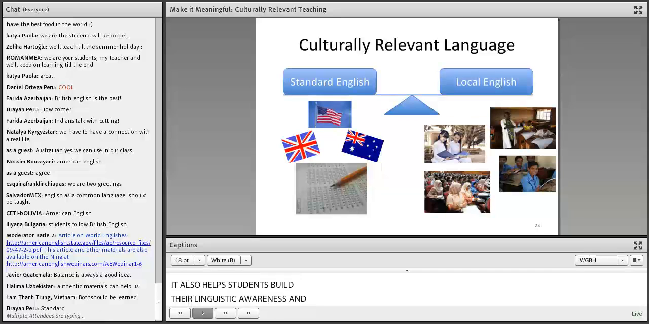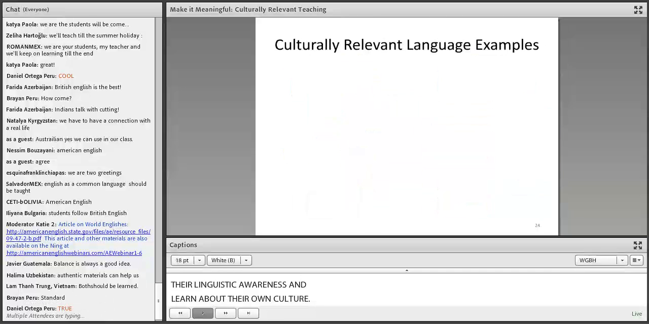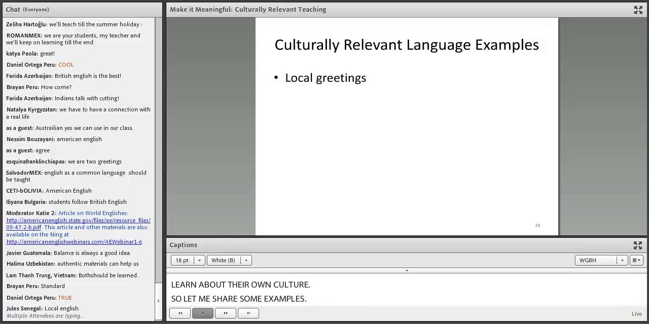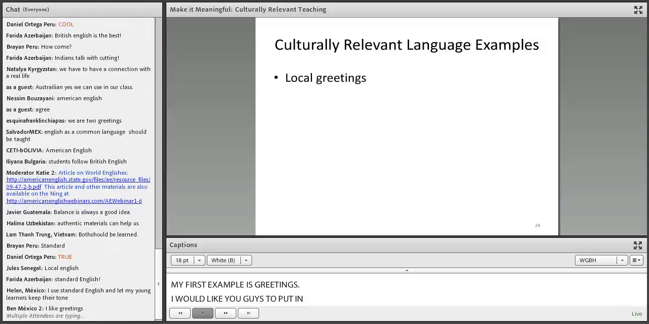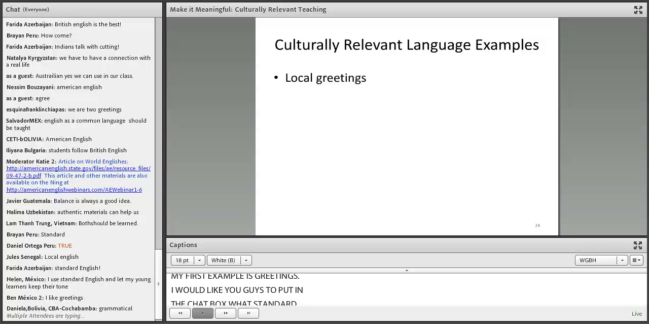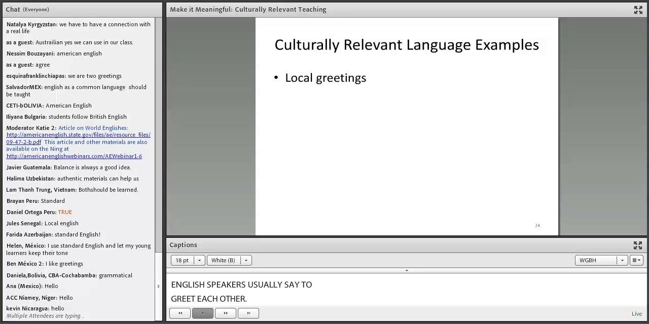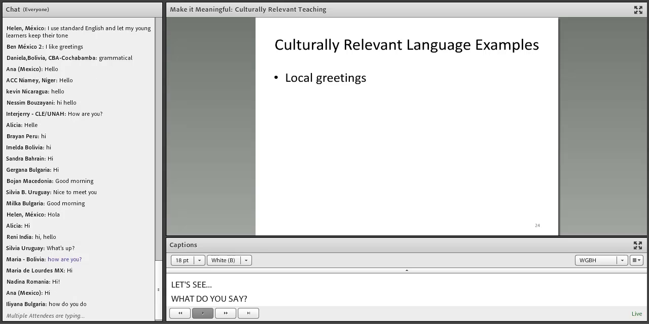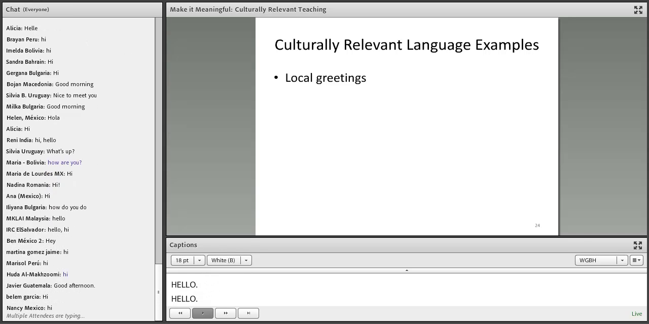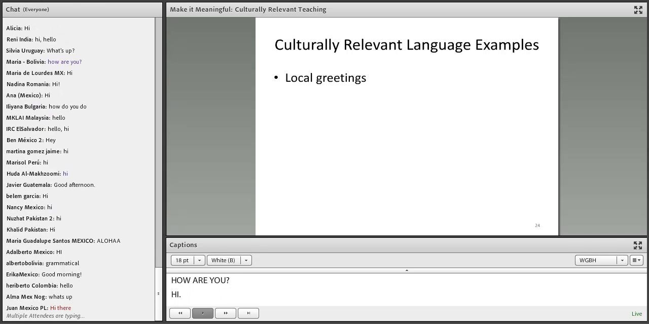So let me share some examples. My first example is greetings. I'd like you guys to put in the chat box what standard English speakers usually say to greet each other. What is a standard English greeting? Let's see. What do you say? Hello, hello. How are you? Hi, hi, good morning. Nice to meet you. Hello, what's up? How do you do?